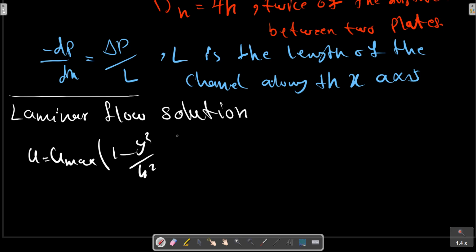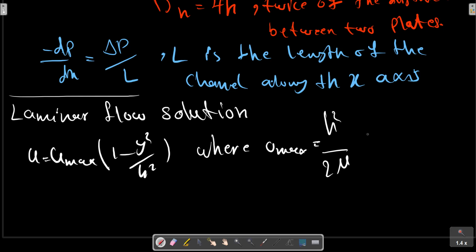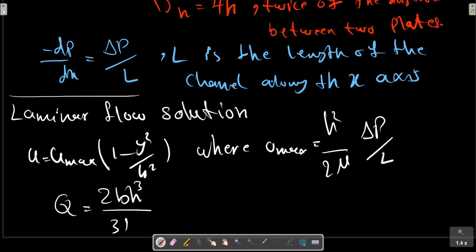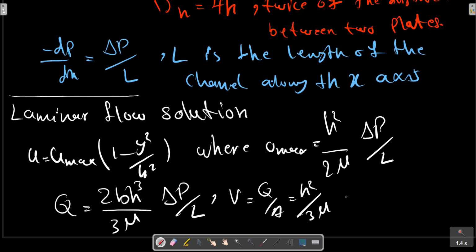on h squared, where the maximum velocity is h squared on 2 mu, and Q equals 2bh cubed on 3 mu, delta P on L. We have also a relation for V, Q on A. These are the formulations for laminar flow between two parallel plates with 2h distance.